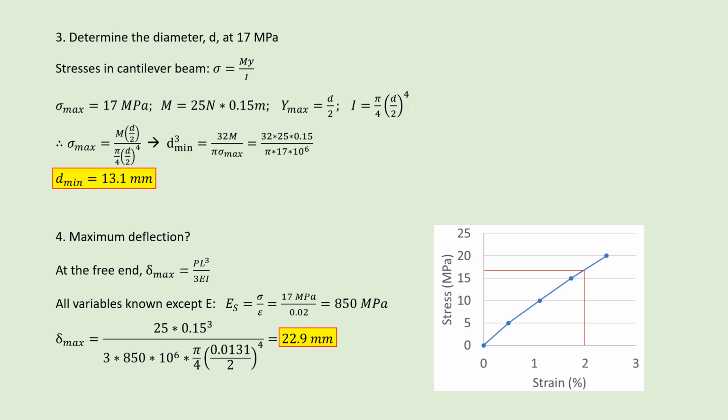And because it's creep, we're not using the Young's modulus itself, but we're using E sub s, or the secant modulus. And so the secant modulus at the time point we're looking at, which is when 2% strain occurs, is the slope from the origin to this point over here, which is 2% strain, 17 megapascals, and that gives us a secant modulus value of 850 megapascals. The maximum deflection that will occur in the beam is therefore 22.9 millimeters, so nearly 23 millimeters.